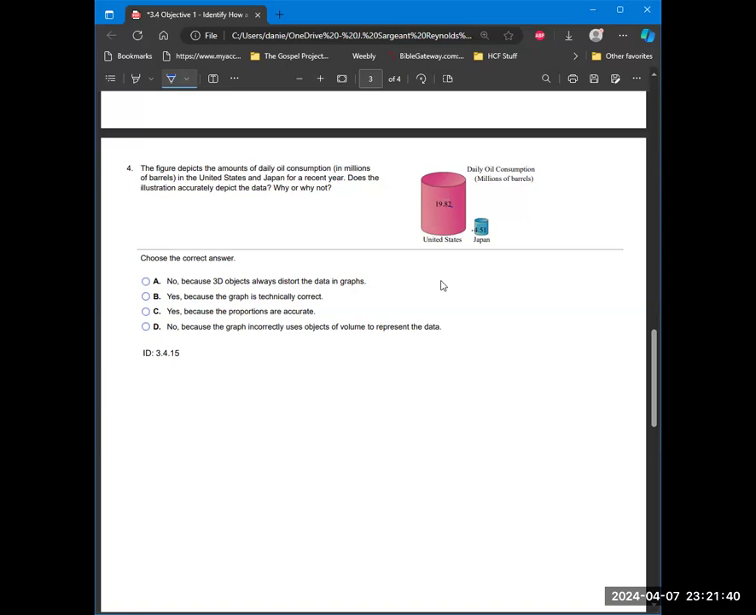So they say no, this is not a good depiction of the data because the graph incorrectly uses objects of volume to represent the data. We shouldn't do that because we can't really imagine that volume very well. We should try and stick to line graphs, bar charts, things like that to make comparisons, because we can't easily see how many of these we can stick inside of this. It's hard to do that with volume.